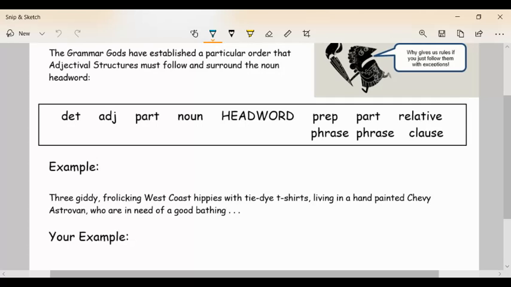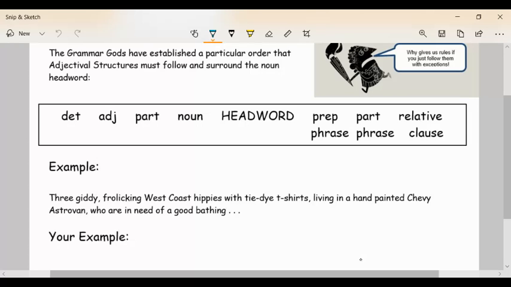And so here's the thing. We're talking about all these adjectival structures that we have. Well, there's really a basic order they're supposed to follow, and the grammar gods have established this particular order. Looking at the very beginning of this worksheet, the head word means that's your main noun, and then all these words are describing it. A noun modifying a noun is always in front of it, like a school bus. Bus is the noun and school would be describing it.